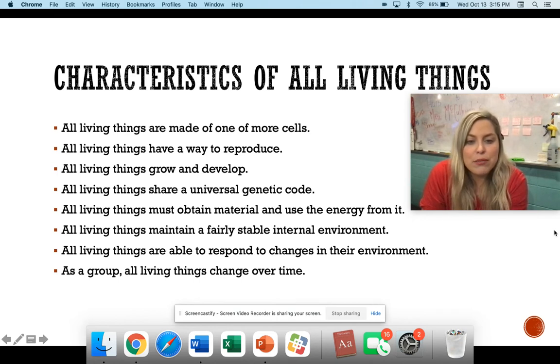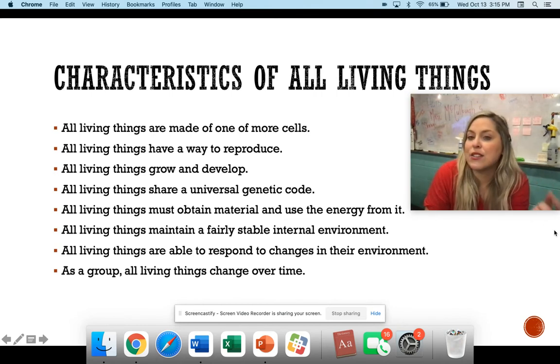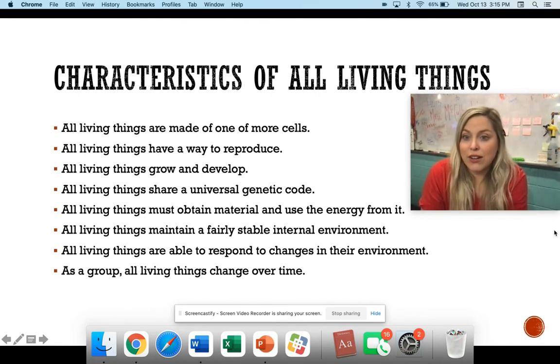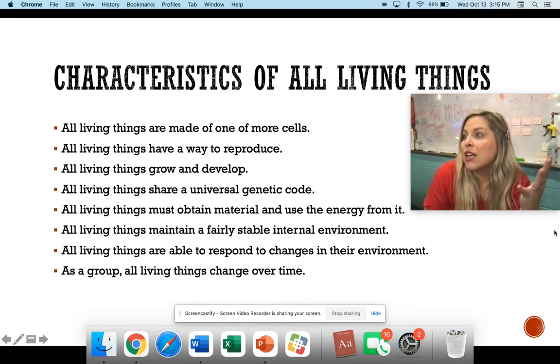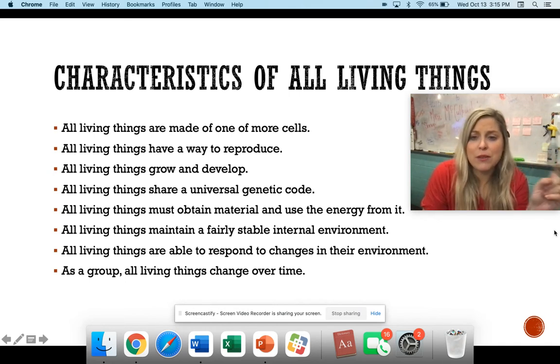And then all things are able to respond to changes in their environment. So we can sense the things around us to certain stimuli and respond. So think, I can see if I'm about to come to a step and not fall down and hurt myself, or I can hear the bear growling at me in the woods and know I better get out of here. Or you can feel if someone taps you on the shoulder.